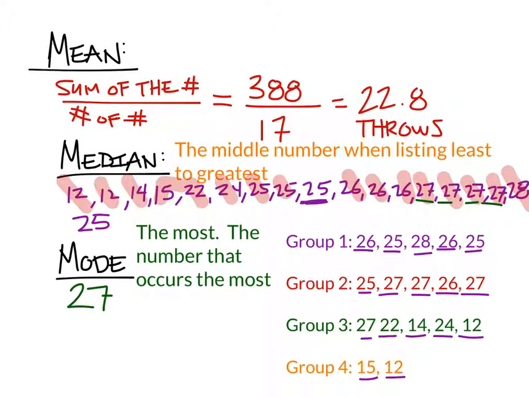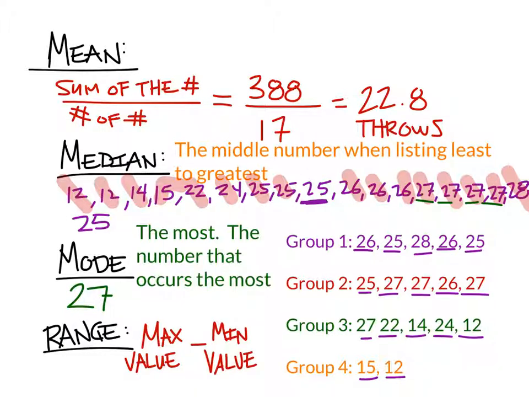The last value is going to be the range. The range is found by taking the maximum number and subtracting the smallest or minimum value. For this one, we already have it listed from least to greatest. The maximum value being 28, minus the minimum value, which is farthest to the left in our list, 12, which is 16. So there's a range of 16, or 16 between the highest and lowest value.